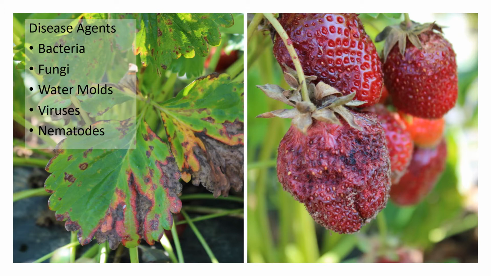About 85% of plant diseases are caused by fungi. So fungi are typically the number one group of plant pathogens. And so a lot of times you'll see through the photos in this short slideshow that a lot of these diseases are indeed fungal diseases.